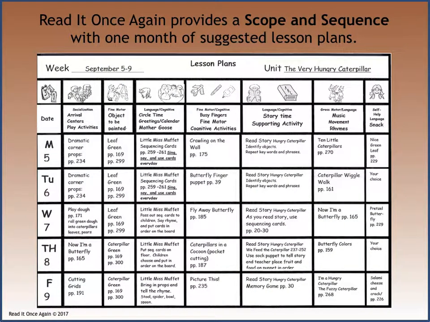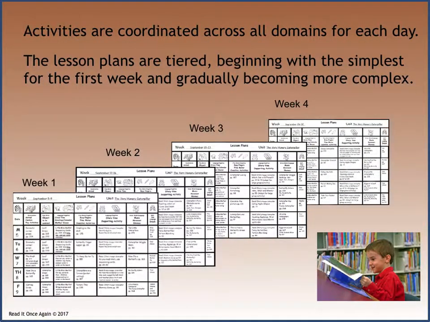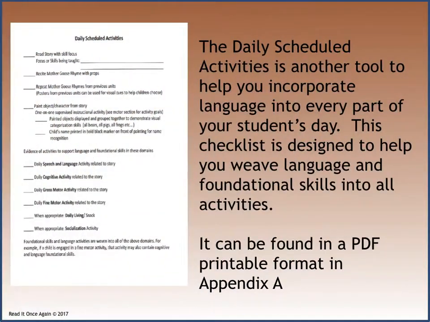The last tab in every Level 1 unit is entitled Graphics, Lesson Plans, and Grids. The lesson plans found in this section will help provide you with a scope and sequence of activities to guide you throughout the unit. Activities are coordinated across all domains for each day. The lesson plans are tiered, beginning with the simplest for the first week and gradually becoming more complex. The daily scheduled activities is another tool to help you incorporate language into every part of your student's day. This checklist is designed to help you weave language and foundational skills into all activities. It can be found in a PDF printable format in Appendix A.